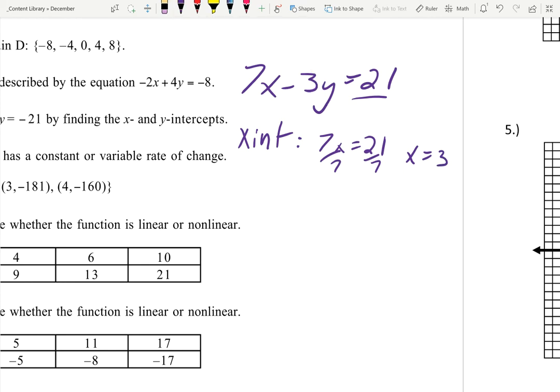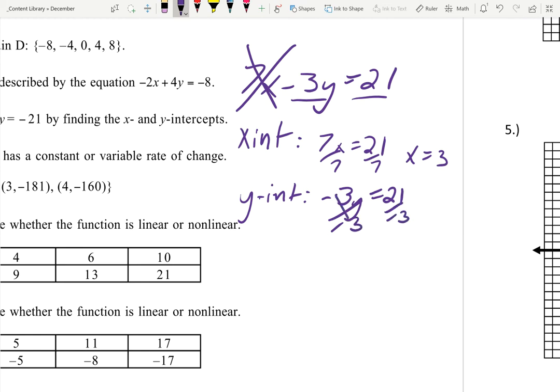The y-intercept would be the opposite. The y-intercept would be getting rid of the x term and solving for y. So the y term would be -3y. You got to be very mindful that negative is still part of that term. -3y equals 21, and then we solve this. And this ends up being y equal to -7.